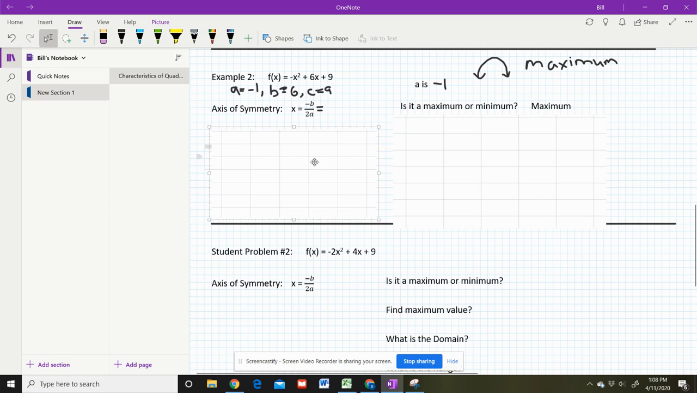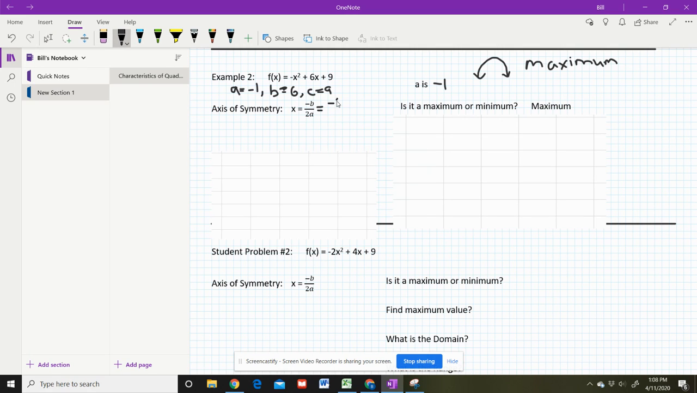So now we're going to do axis of symmetry. All right, so all we're going to do is plug in our values for b and a into the equation, and we're going to see what we get. So we get negative 6 divided by 2 times, and this is a spot where you don't want to make a mistake, negative 1. Remember to bring that negative sign down. So we got negative 6 divided by negative 2. A negative divided by a negative gives me a positive, so I'm going to end up with a positive 3.